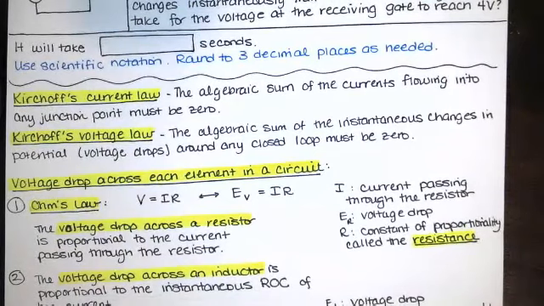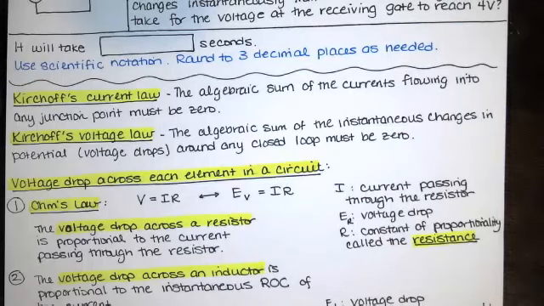First, we need to know about Kirchhoff's laws. These are physical principles that govern electrical circuits. And here they are. The first law is the current law. It says the algebraic sum of the currents flowing into any junction point must be 0. And then the voltage law is the one that we tend to use. It says the algebraic sum of the instantaneous changes in potential, that's voltage drops, around any closed loop, must be 0.